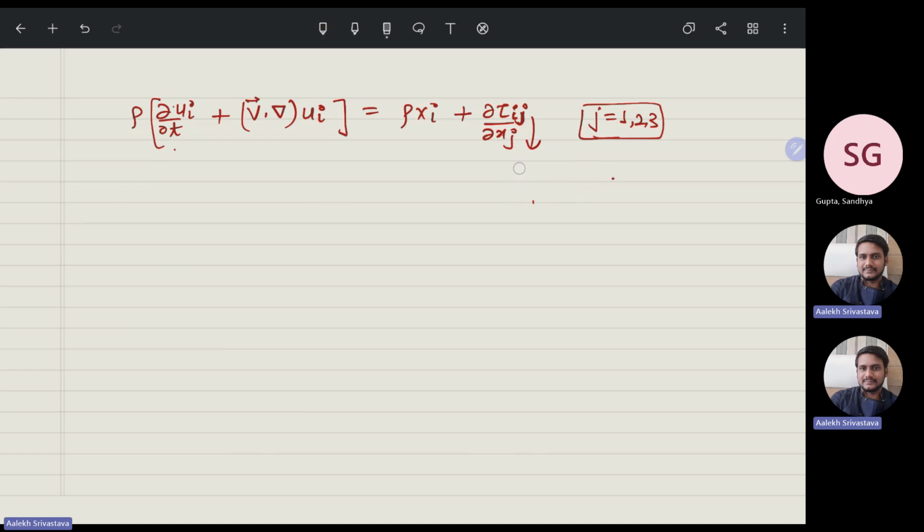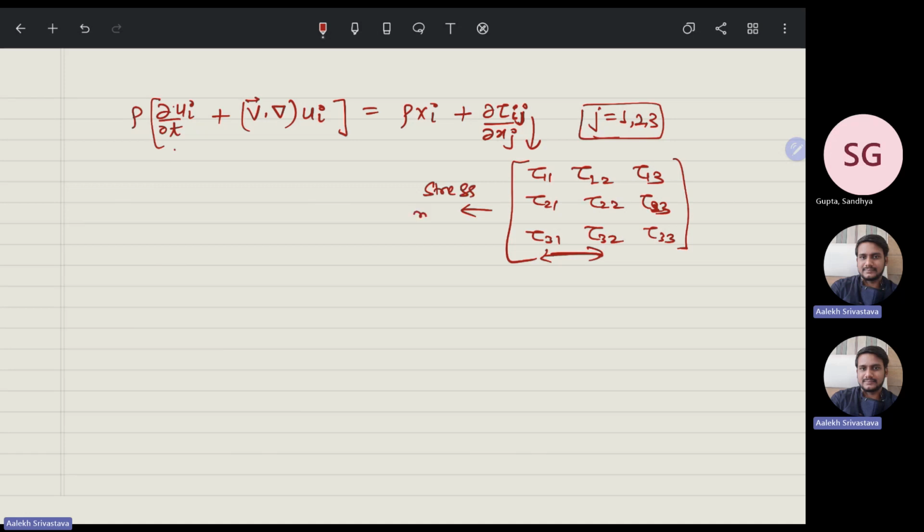So if I write this in three-dimensional form, you will see that it is like that: tau 1 1, tau 1 2, tau 1 3, tau 2 1, tau 2 2, tau 2 3, tau 3 1, tau 3 2, and tau 3 3. So this is what is called a stress matrix. This is a general form for any fluid.